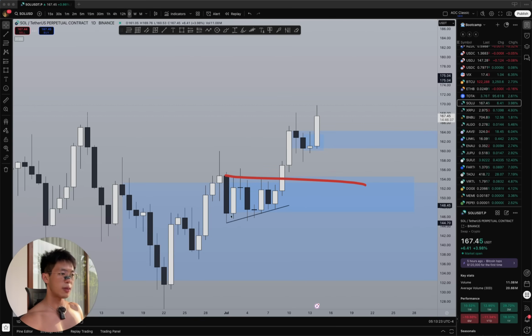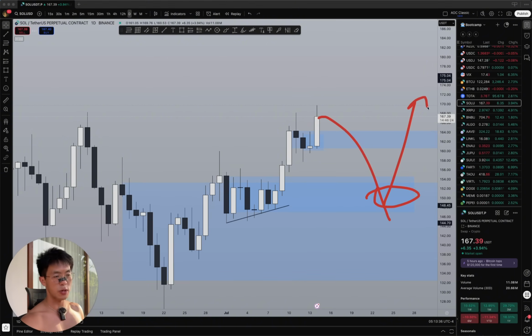This is further reinforced by the fact that you have another daily bullish order block right here, starting at $155 down to, let's say, $150. So in the event that Solana does return to this area, this is just an added confluence that this is going to be super strong support.